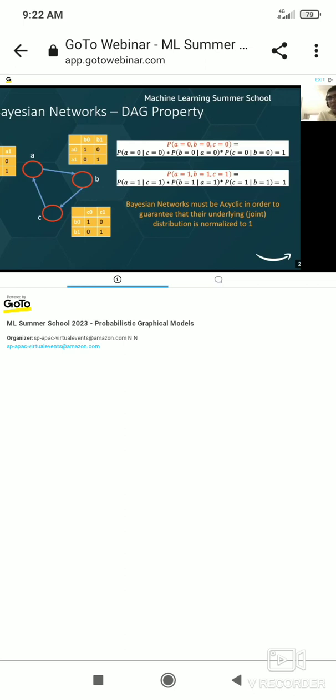Now, this is a major contradiction, right? Because you cannot have two different probability values being equal to 1. It violates the basic concept that the probabilities have to sum to 1. And this is one of the reasons why having cycles in your graph makes it fairly difficult or even impossible to get a proper representation of conditional distributions. So Bayesian networks must be acyclic in order to guarantee that their underlying joint distribution sums to 1 and is properly normalized.